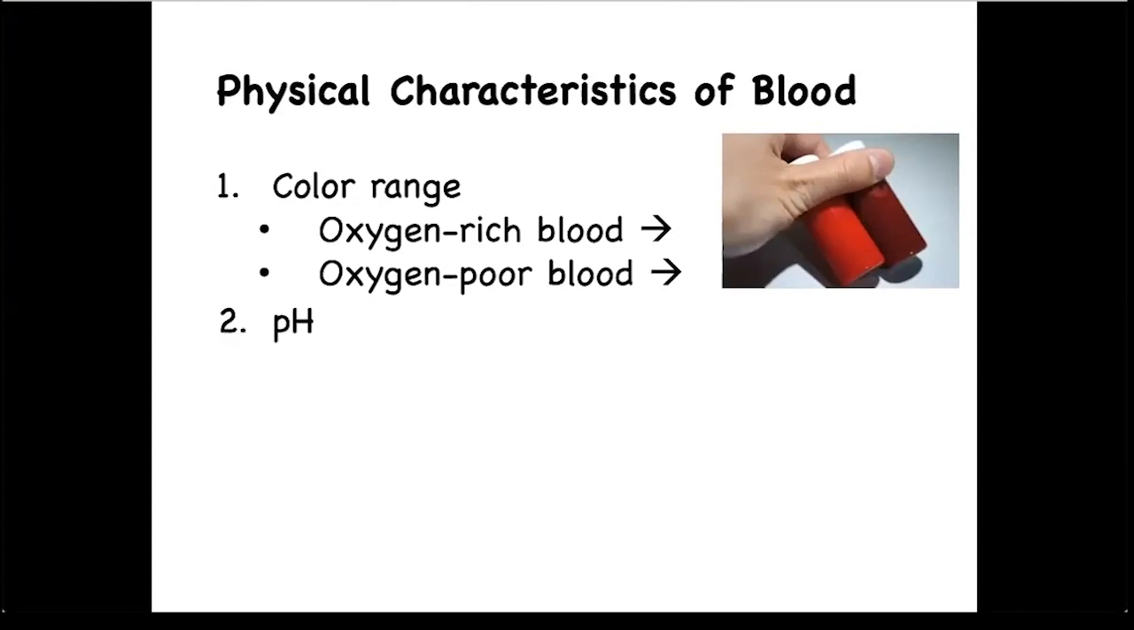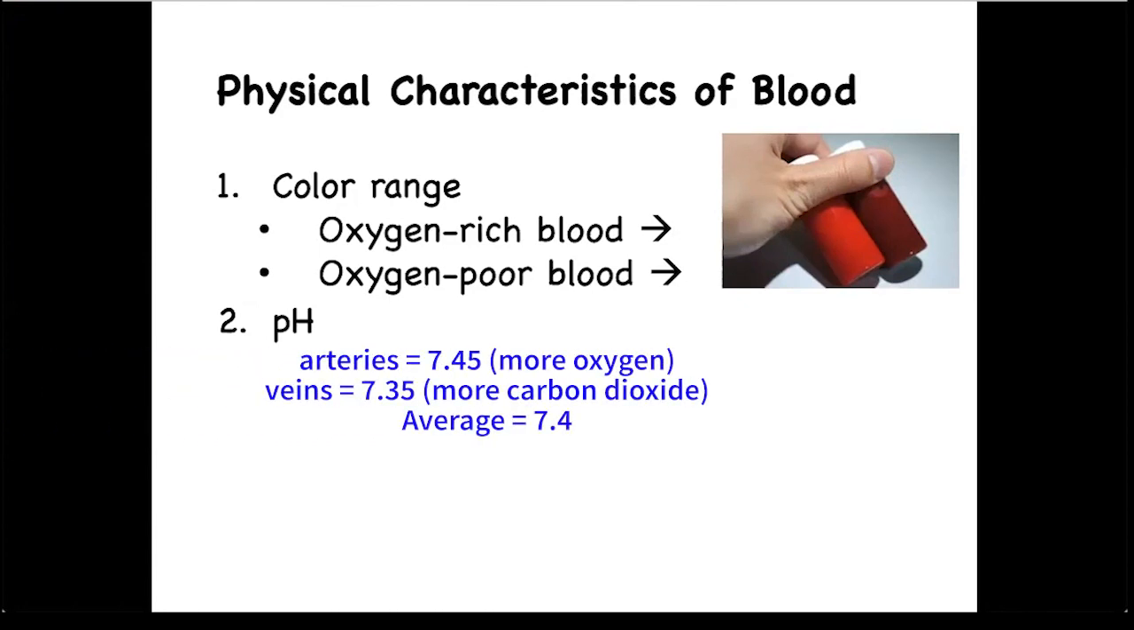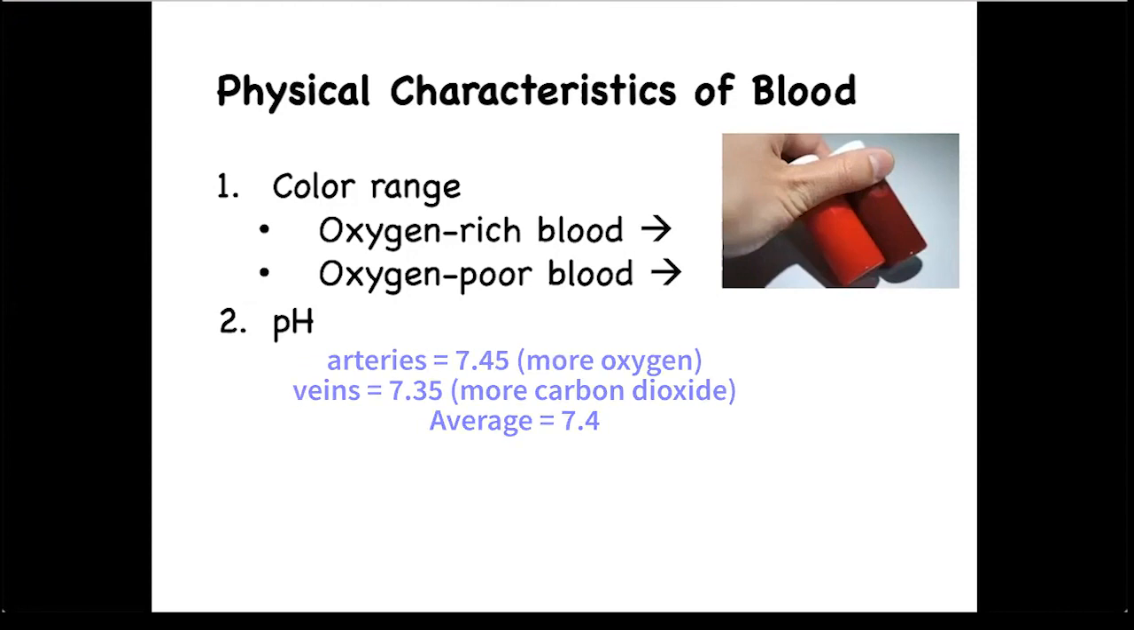The pH of the blood is going to range between 7.35 and 7.45. Arteries contain more oxygen, veins contain more carbon dioxide. The levels of carbon dioxide influence the pH. The higher the levels of carbon dioxide, the lower the pH. Since veins carry more carbon dioxide than arteries, the pH in the veins will be around 7.35, and in the arteries, it will be 7.45.